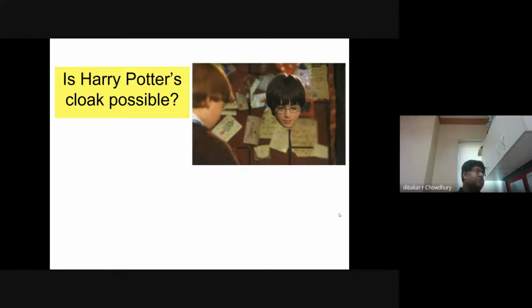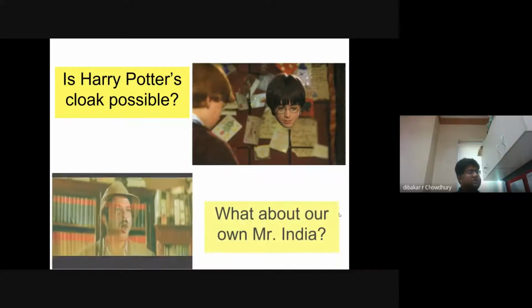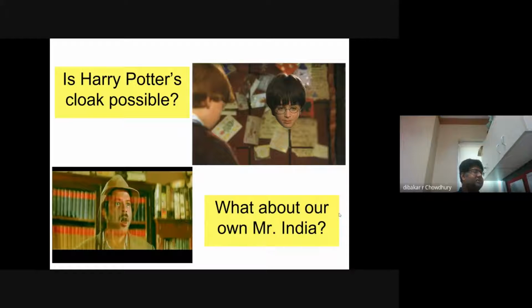Most people have taken Harry Potter's cloak as the example, but I was just wondering about our own movie industry. There were several examples. One of them was Mr. India, where Anil Kapoor was made invisible, which is also an example of cloaking. But our trend is always to look, for example, abroad. However, there are plenty of good examples in our own country.